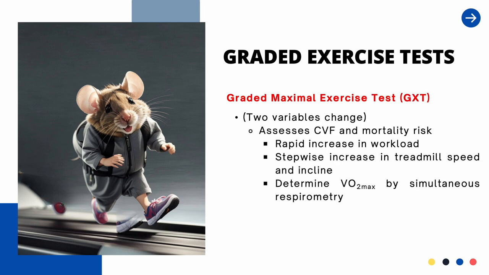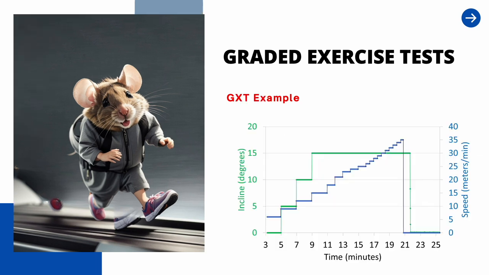On the other hand, graded maximal exercise tests involve a rapid increase in exercise intensity and workload until the mouse reaches its maximal effort level. This is done by the concurrent increase in both the treadmill speed and incline. The rapid increase in workload means that the maximal exertion is reached before the compounding effects of fatigue occur. This better enables the graded maximal exercise test to determine parameters such as VO2 max, which is important in assessing cardiovascular fitness.